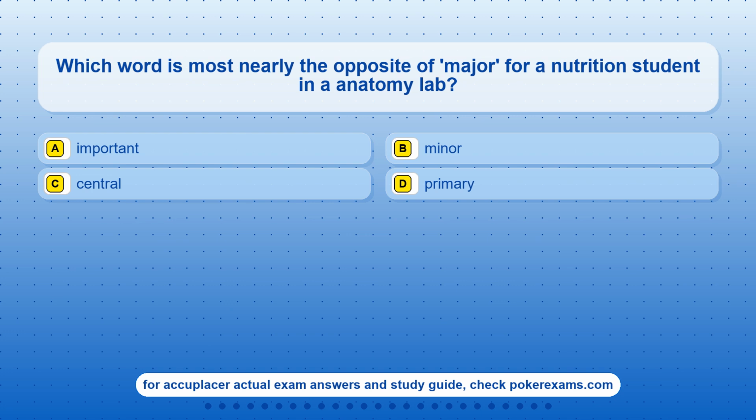Question 18. Which word is most nearly the opposite of major for a nutrition student in an anatomy lab? Option A. Important. Option B. Minor. Option C. Central. Option D. Primary.